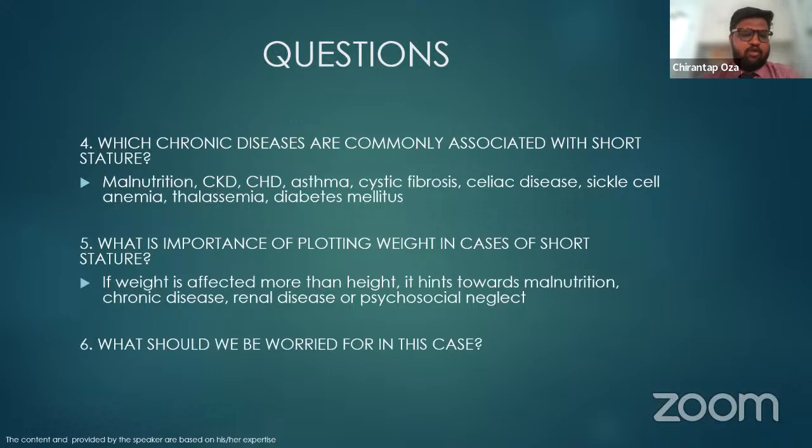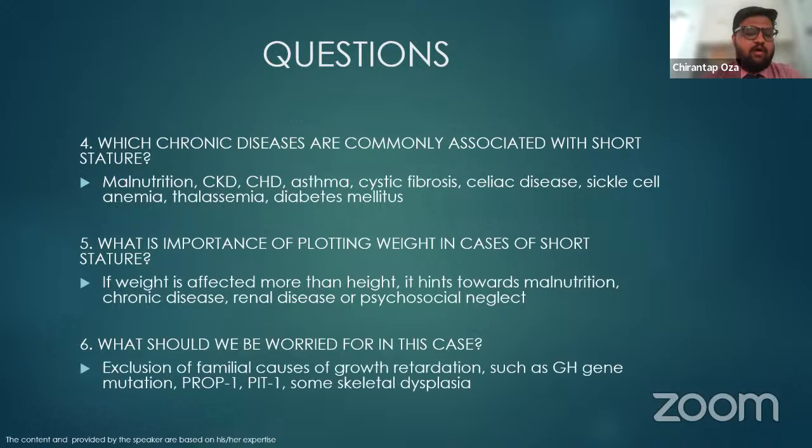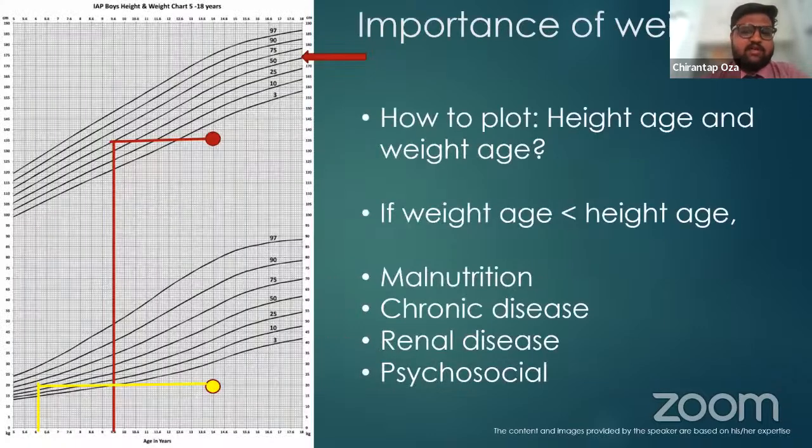And what else should we be worried about in this case? Exclusion of familial causes of growth retardation, such as GH gene mutation, PROP1, PIT1 mutation, or skeletal dysplasia that run in the family, may be the cause of short stature. So that is one thing that we should be looking out for and rule out before labeling as familial short stature.